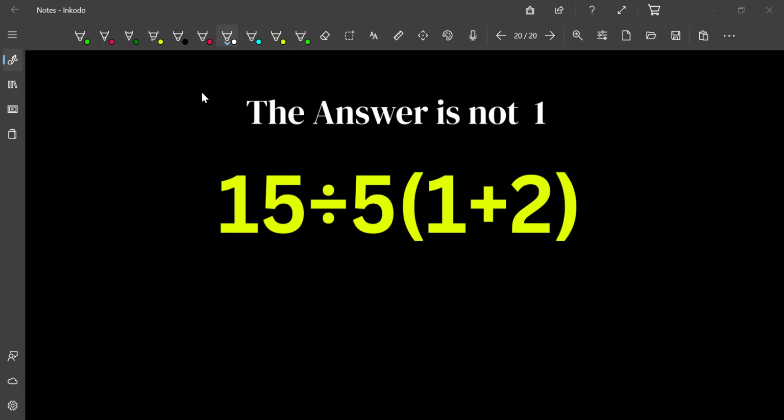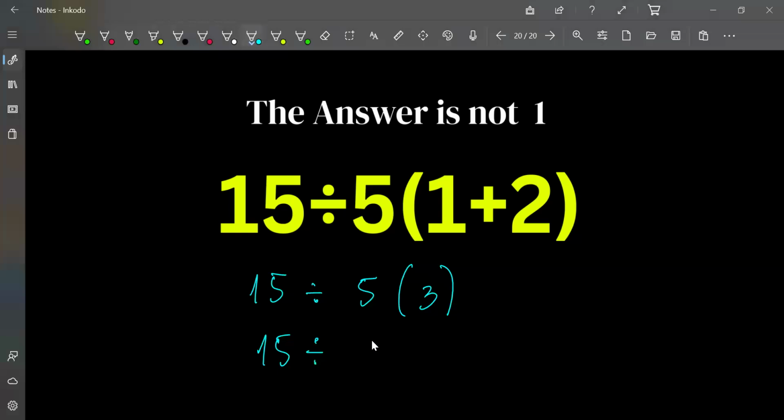And for today, I will show you how to solve this problem. So if you solve like this, it means you are seeing in the wrong way. For example, you can solve like that: 5, 1 plus 2 is equal to 3, and 15 divided by 5 times 3 is 15. So the result is 1. So if you think like that, it means you are wrong. You are solving in the wrong way.